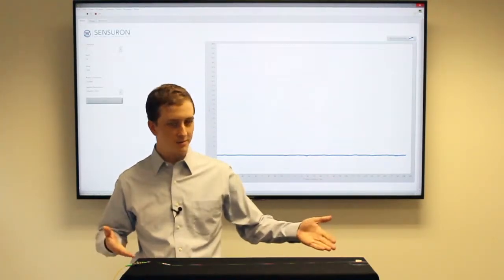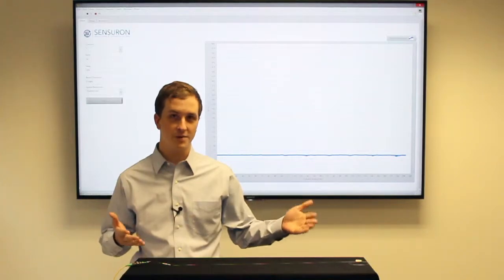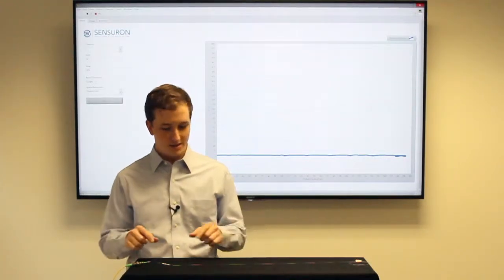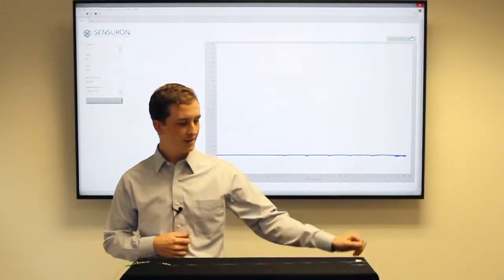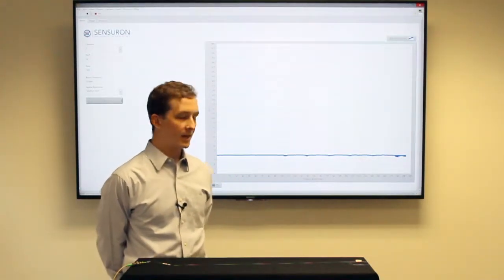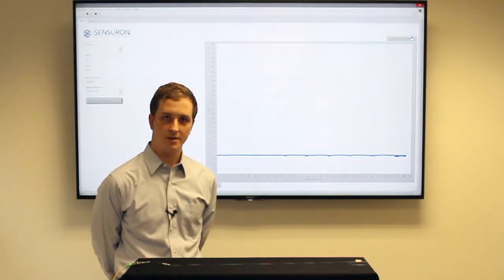So on this table in front of me, I have a very thin, virtually weightless optical fiber. There's a straight section around here, and then there's a coiled section around here. Behind me, I have the live real-time output of this fiber.